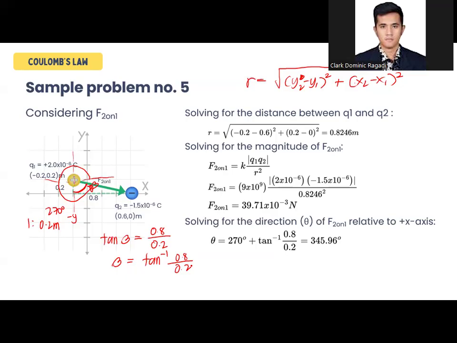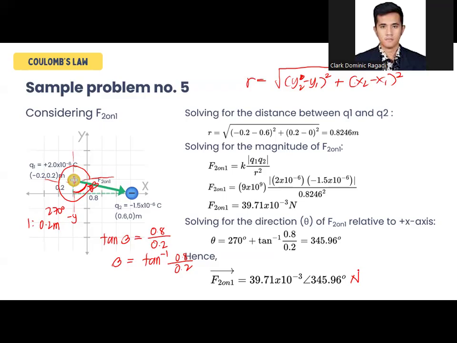So that would be equal to 345.96 degrees. So hence, we have here the F2 on 1 in polar form, that is 39.71 times 10 to the power of negative 3, angle 345.96 degrees. Let's not forget the unit, newtons. Okay, so that's the force F2 on 1.